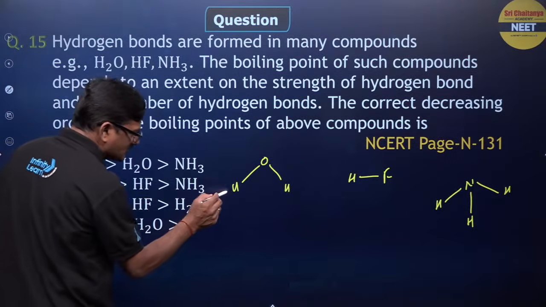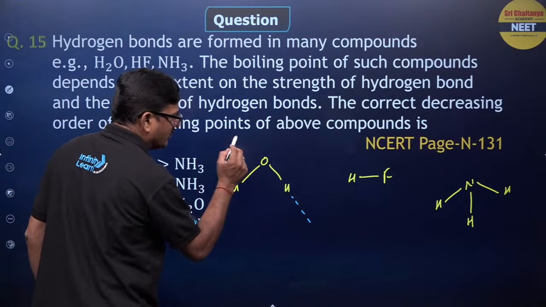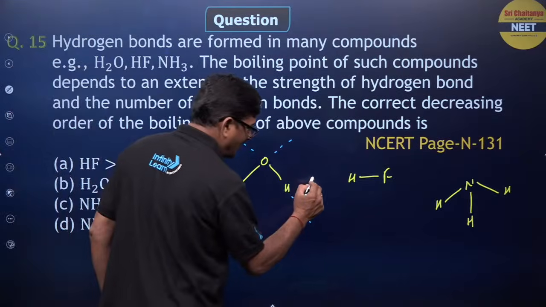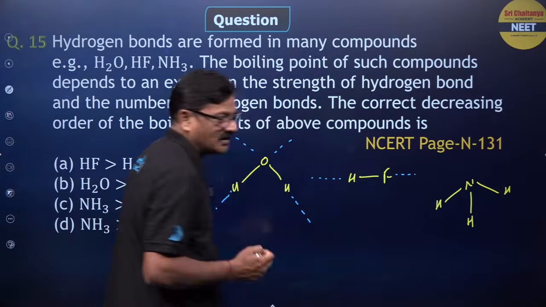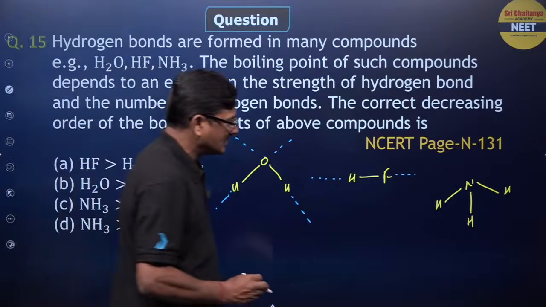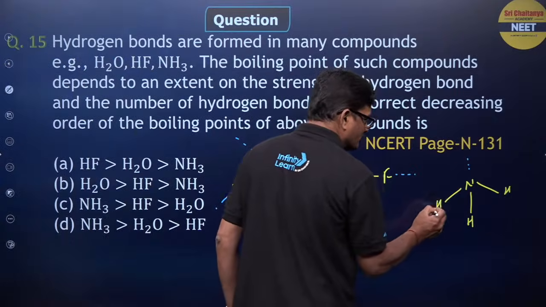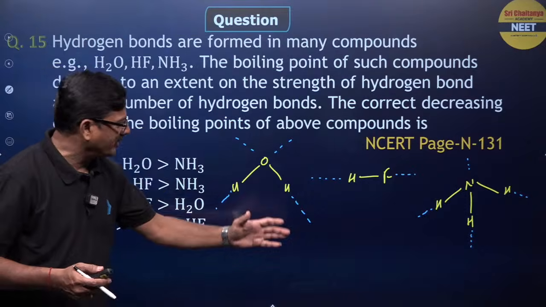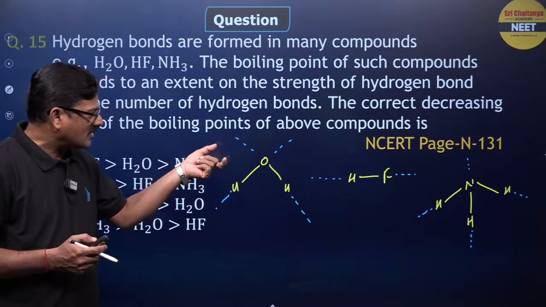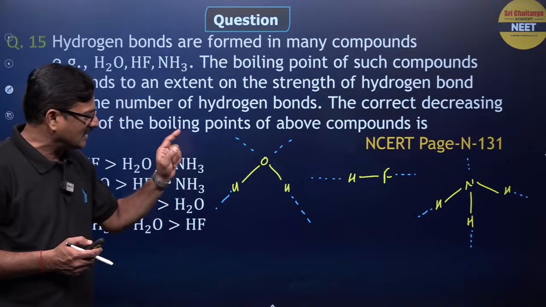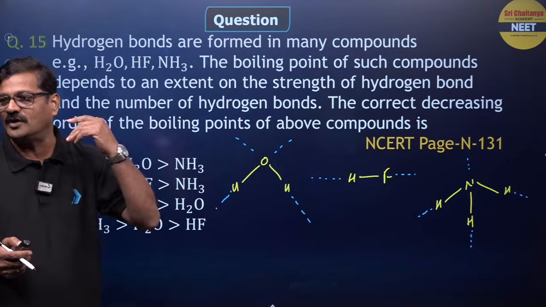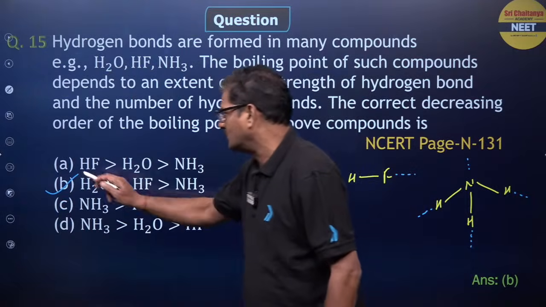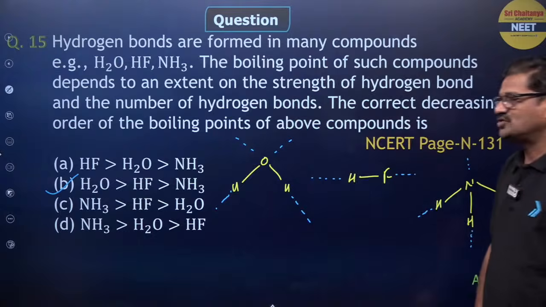In water, it is going to have 4 intermolecular hydrogen bonds tetrahedrally. In HF, hydrogen bonding will be in this way, 2 hydrogen bonds are there. In ammonia, it is going to have intermolecular hydrogen bonding. But in the case of water, oxygen has more electronegativity, so water has more intermolecular hydrogen bonding. Based on that, I would like to say water is greater than HF is greater than NH3.